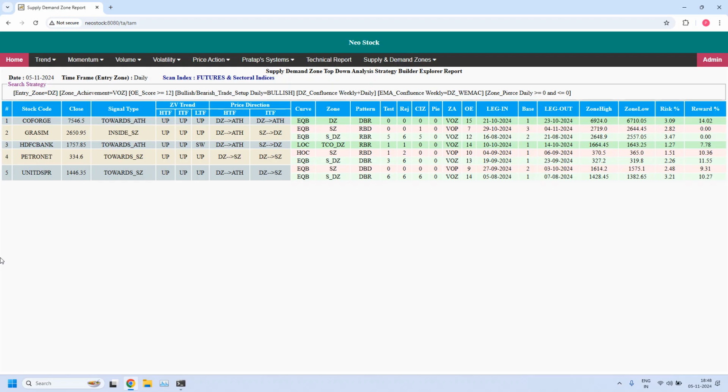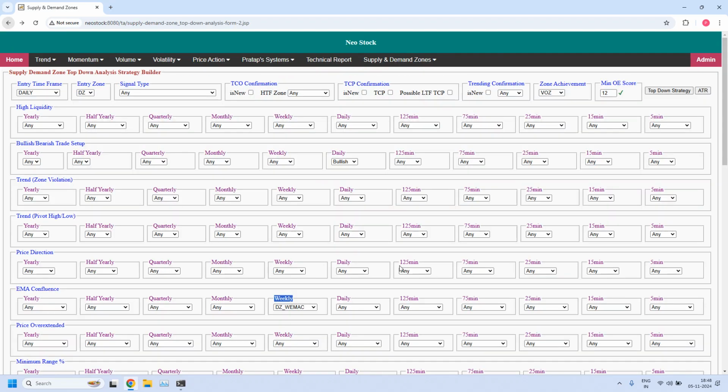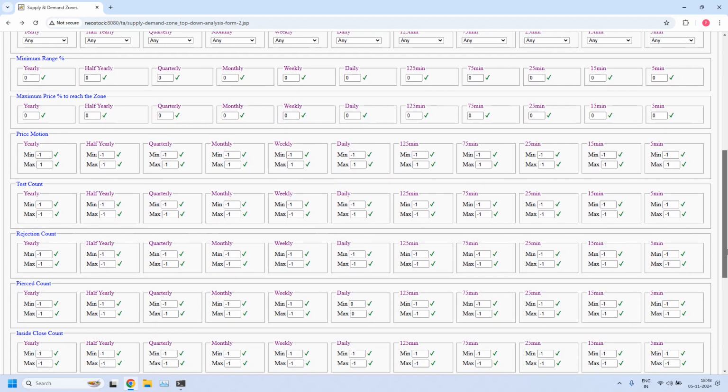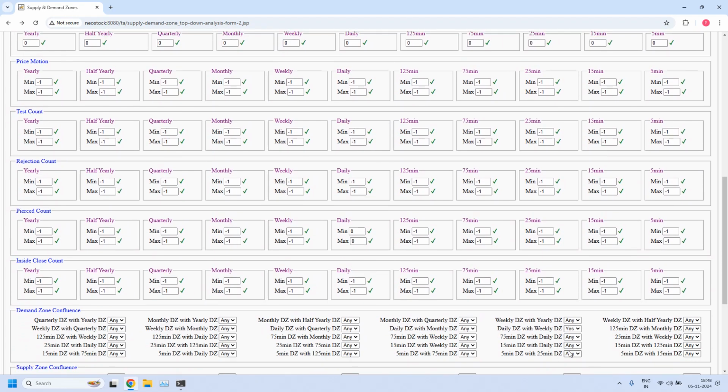Okay, next let us look for LTF, ITF, HTF demand zone confluence. First I have to remove this EMA filter. So 3 filters we need to set in the demand zone confluence. Already 1 filter is enabled. That is the daily with weekly demand zone confluence. Next, daily demand zone with monthly demand zone confluence. That is HTF. Next, weekly demand zone with monthly demand zone. That is ITF and HTF.